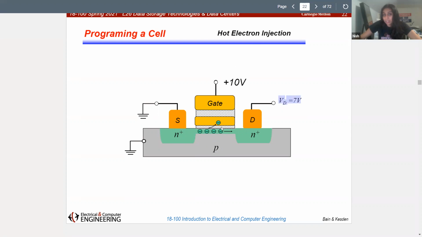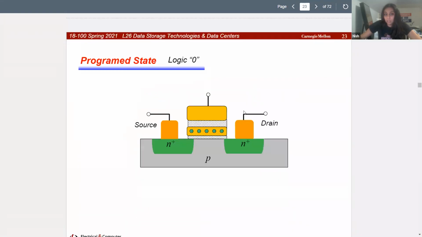Some of them are going to get excited enough to go through this tunneling oxide layer. They're going to burrow through and land in the floating gate. They're not going to have enough excitement to get all the way up to this gate here. Some of the electrons will get to the floating gate, and others will just pass into here. So then once we remove that 10 volts, there's not going to be a channel, and those electrons that have jumped up will stay there.